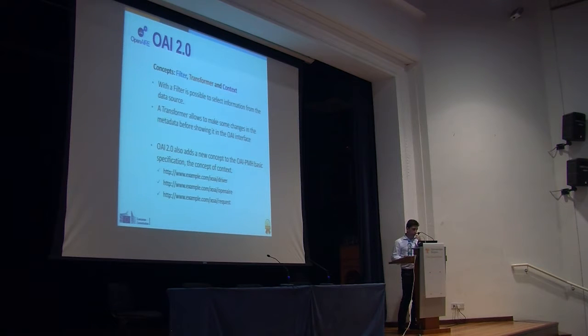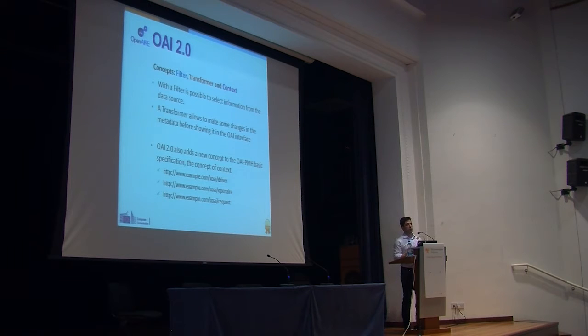To understand how this works, we must know some concepts. We have these three concepts: filter, transformer, and context. With a filter, it's possible to select information from the data source. For example, if we only want to list the open access publications, we can configure the filter just to get those. If we want the funded publications, we can adjust this filter just to pick those publications.